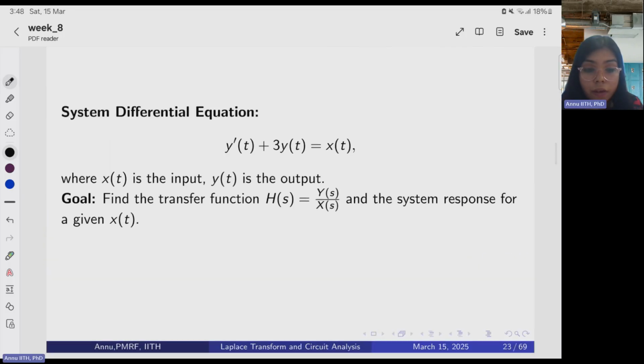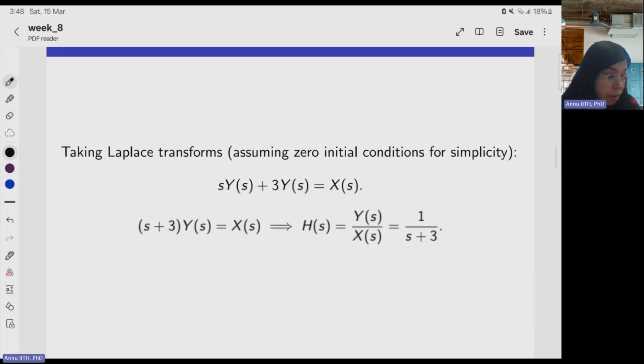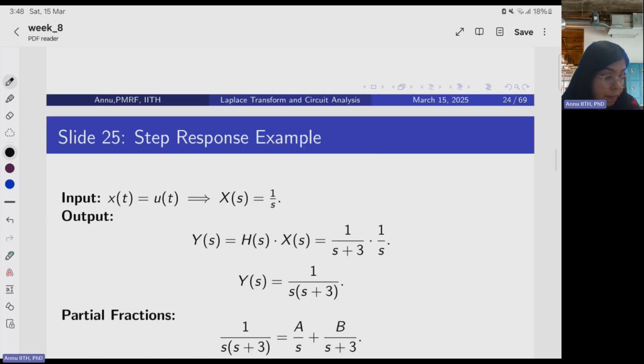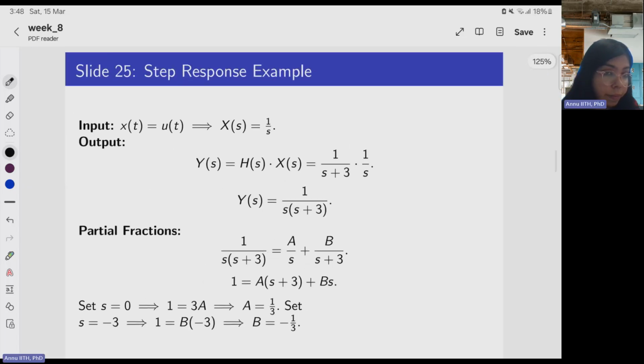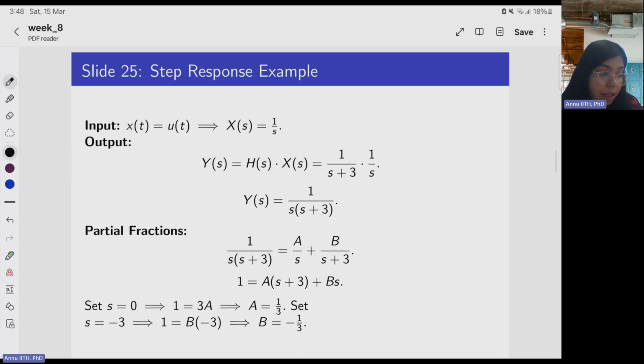I hope you have solved for this function H(s) equals Y(s) divided by X(s). The solution is simple: it is 1 by (s plus 3). Now the step response example. If you have x(t) equals u(t), then X(s) is equal to 1 by s. So Y(s) is equal to H(s) into X(s), which is 1 divided by (s plus 3) into 1 by s. So Y(s) is equal to 1 upon (s plus 3) into s.